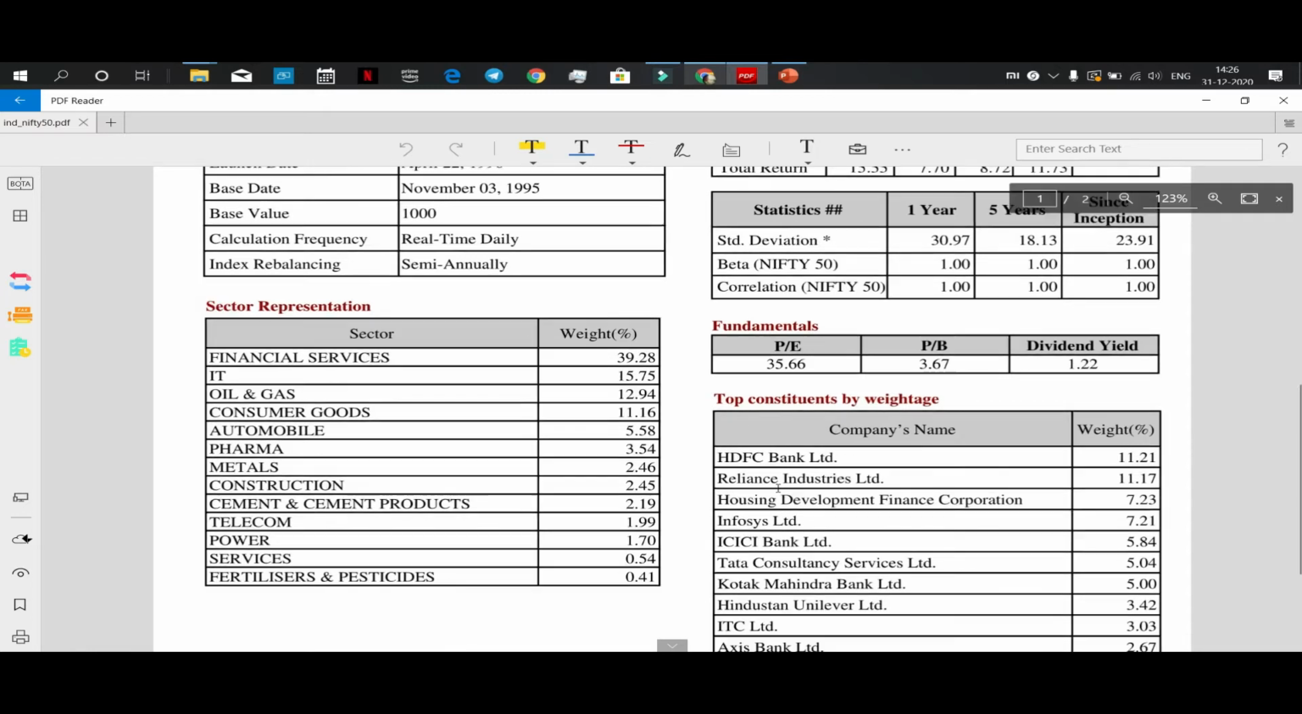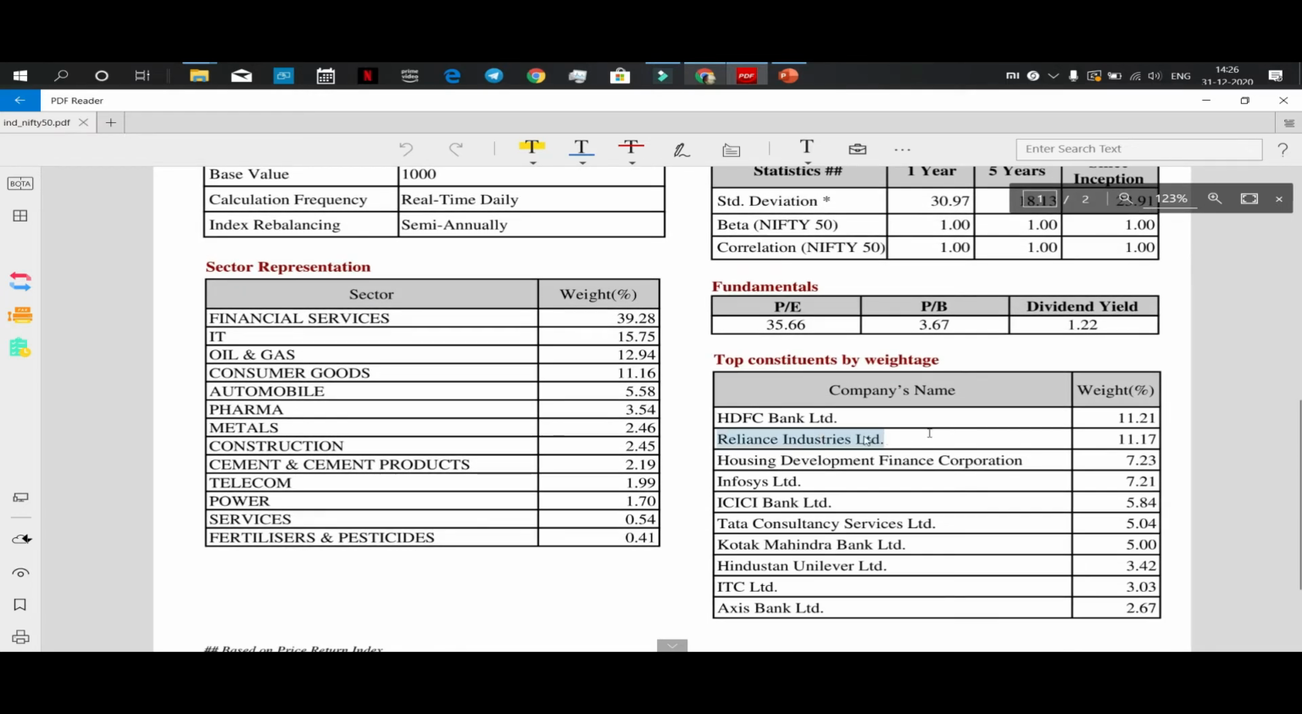And you can also see that Reliance Industries, one of the biggest companies in India, carries 11% weightage. So if you just follow financial services and Reliance Industries, if you just follow these two things, you have already accounted for 50% of Nifty's weightage.